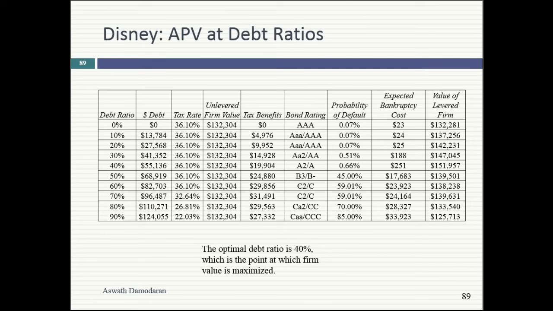So here's what's happening. As my debt ratio rises, my rating drops. No surprise. As my rating drops, the probability of default rises from 0.07% to 85%. As my probability of default goes up, my expected bankruptcy cost climbs. My value as a firm is $132.3 billion. That remains a constant, plus the tax benefit minus the expected bankruptcy cost. What you see in the last column is my levered value for the firm.